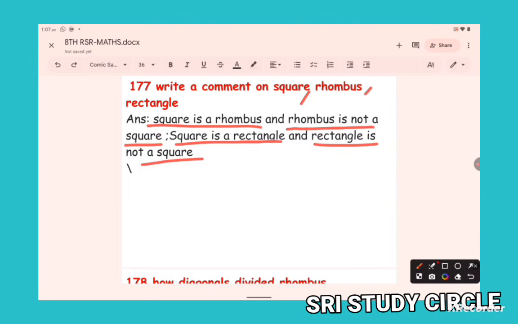All squares are rhombuses and also rectangles. The converse need not be true.